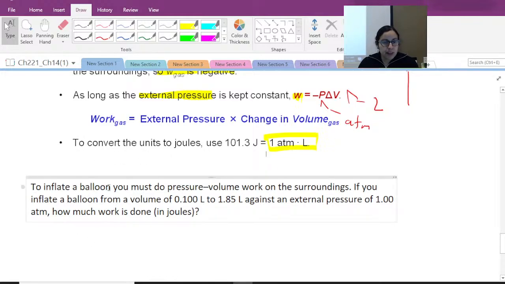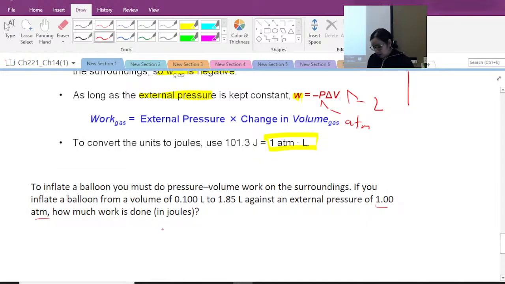It says, to inflate a balloon, we have to do some pressure-volume work on the surroundings. So if you inflate a balloon from a volume of 0.1 liters to 1.85 liters against an external pressure of 1 ATM, so regular atmosphere, how much work is done in joules?